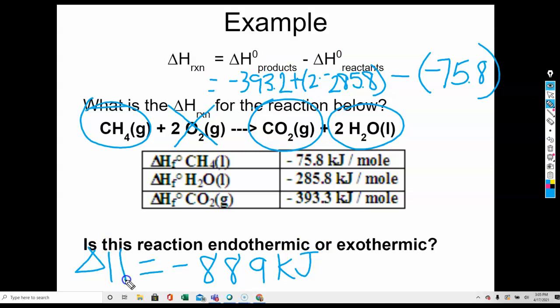Now, remember what we said. We were calculating delta H. And when we made our foldable, and in the previous slides, we said that delta H, if it's negative, is exothermic. So we have an exothermic reaction, and that makes perfect sense because this reaction is a combustion reaction, and most combustion reactions are exothermic.